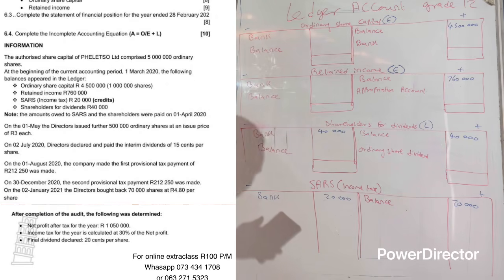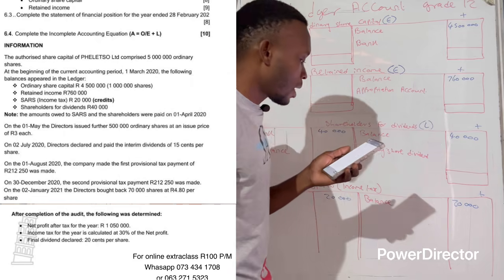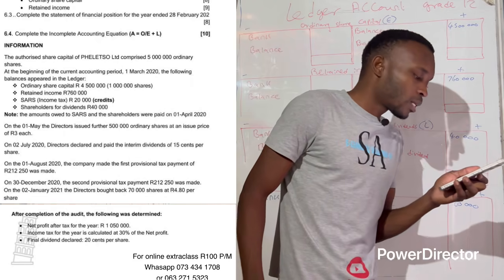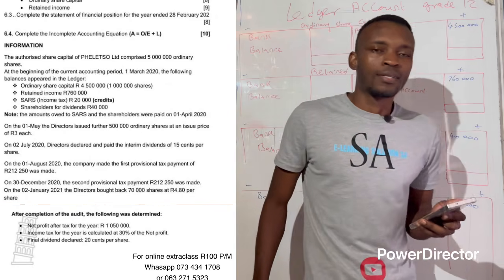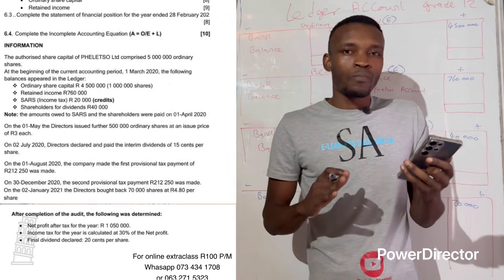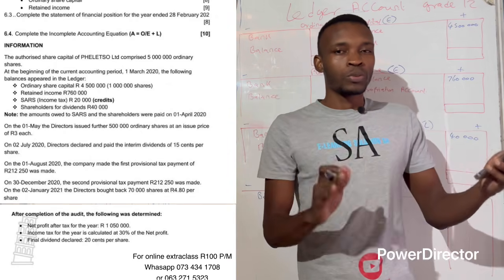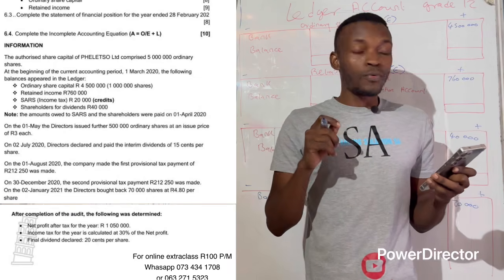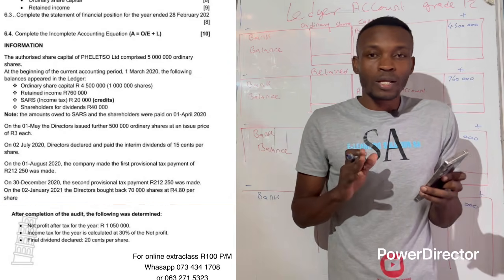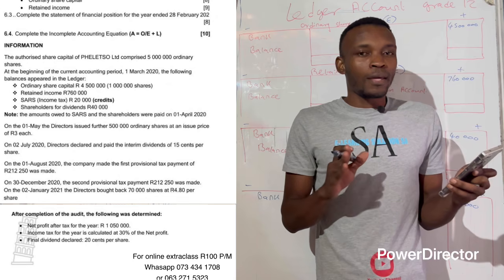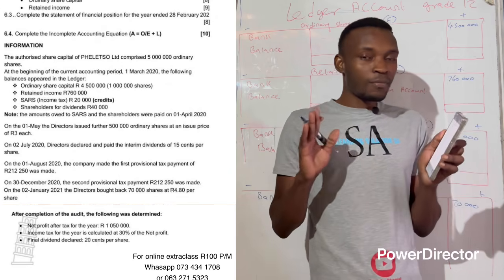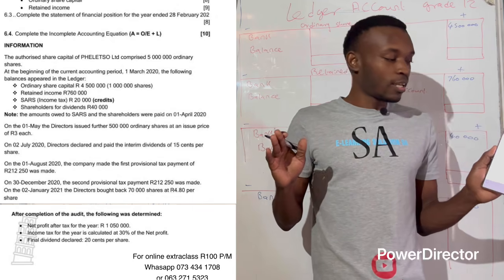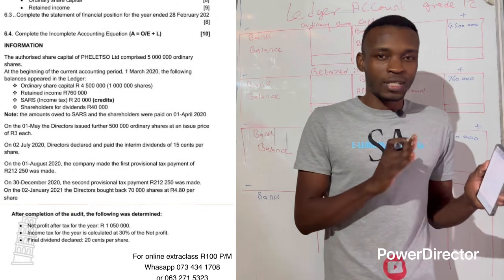Then the next one. On the 1st of May, the directors issued 500,000 ordinary shares at an issue price of 30 rand each. Guys, when they say issued, it is the same as sold. You write it down, guys. You must have a hardcover note that you write from this channel only. Don't mix it up with other channels or with your teachers, just for Accounting Solution.